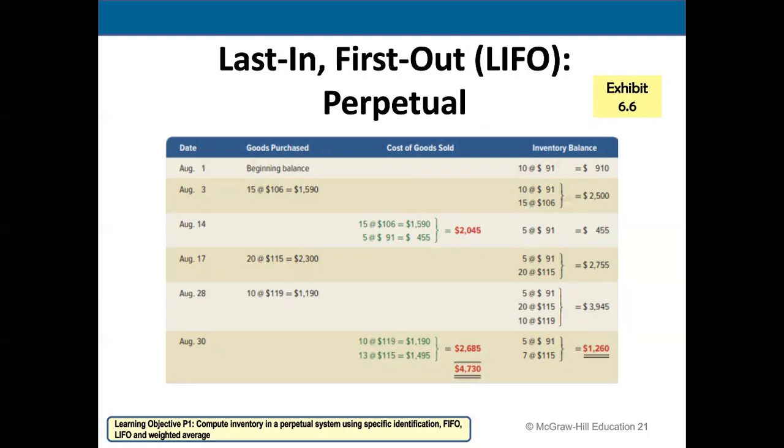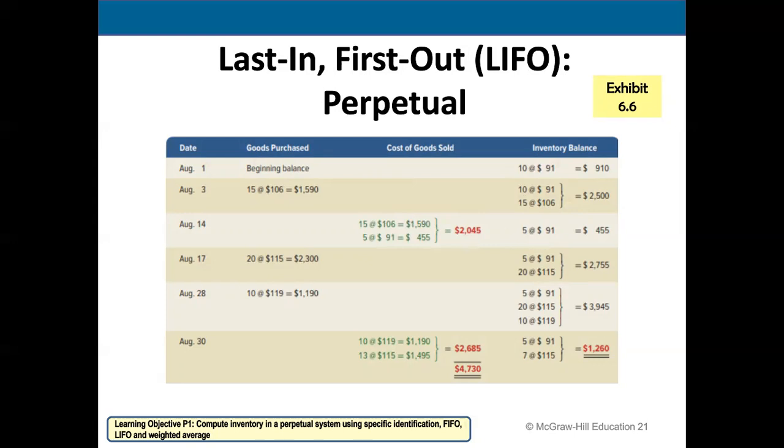And then we get to August 14th and we make a sale. We sell 20 bikes. So the question is, well, which bikes did we sell? So with last in, first out, we're going to assume it's these last units, the ones we purchased most recently. So I'm going to assume I sold all 15 of the $106 units, plus 5 of the $91 units to sell my total of 20. That means remaining in inventory is still 5 of the $91 units.